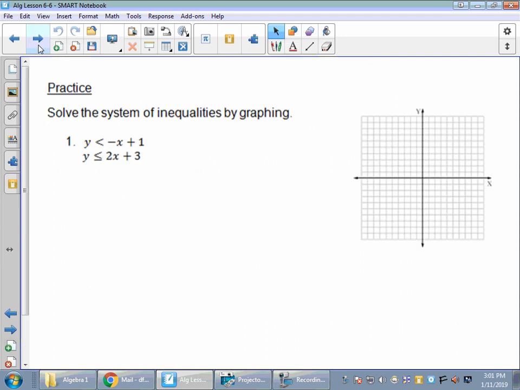So let's do some examples. The first one is a good one to do because they're already in slope-intercept form. So there's not much work that has to be done because we already have it in y equals mx plus b form.